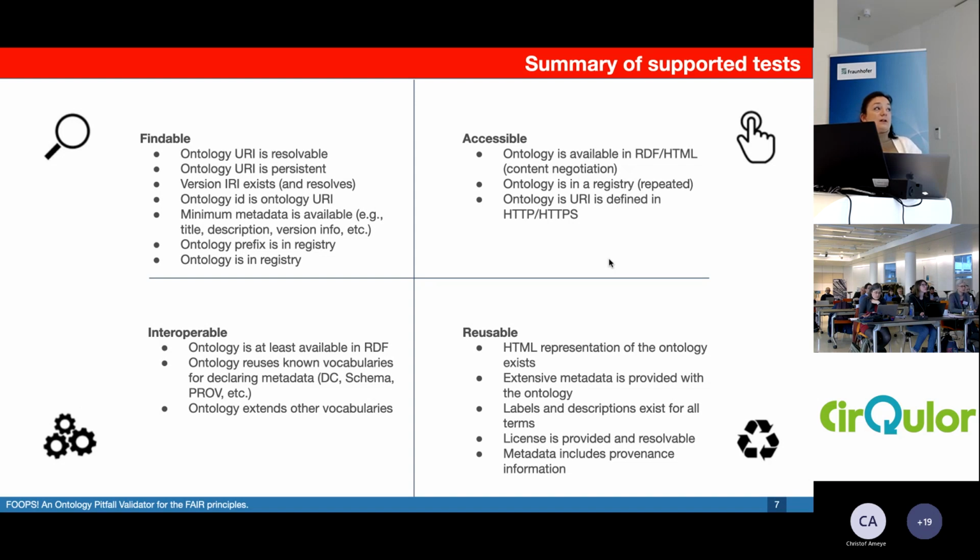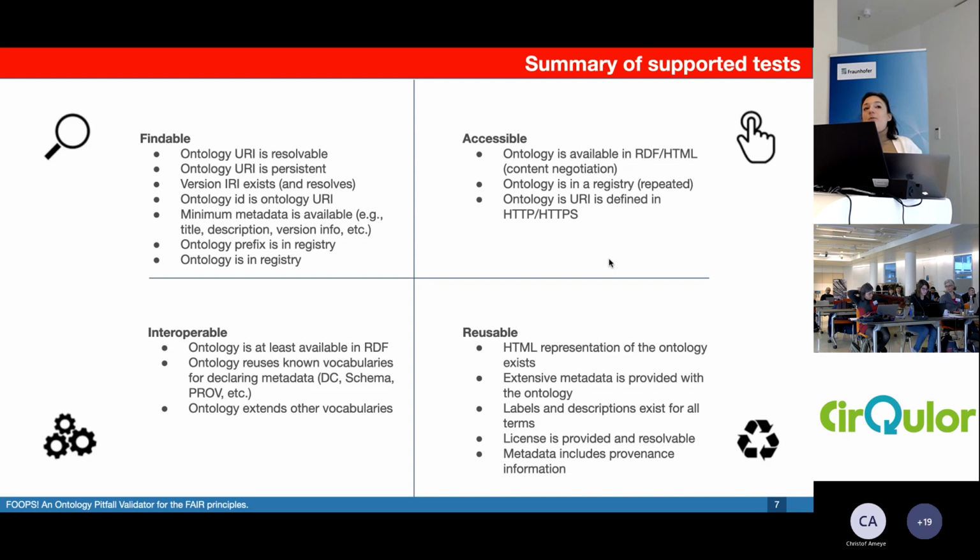For accessible, whether we can retrieve RDF for machines and HTML for humans following content negotiation. Whether the ontology is in a registry, which is repeated because that means it is findable and accessible through the registry, and whether the URI has HTTP or HTTPS protocol, because it's what we use in the semantic web. Interoperable: whether at least it is RDF, and whether you are reusing well-known vocabularies for metadata, and also whether you are reusing other vocabularies within your ontology. And about reusable, whether you have the HTML representation; those points are also repeated with accessible.